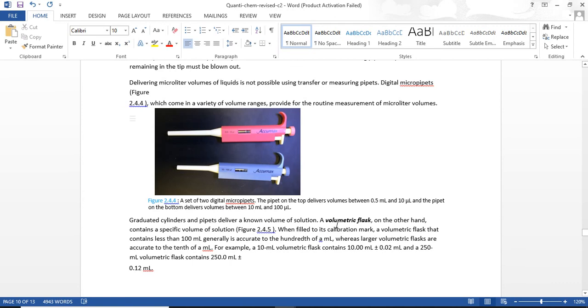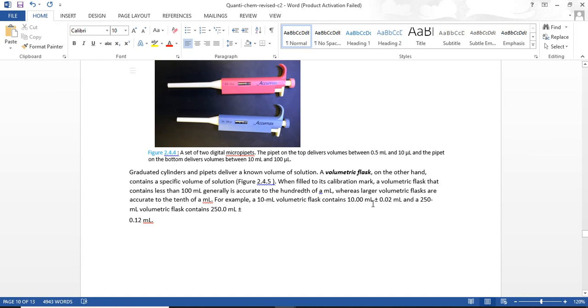Okay, your graduated cylinder and pipette deliver a known volume resolution. And your volumetric flasks, on the other hand, contain a specific volume of solution when filled to the calibration mark. Your volumetric flask containing less than 100 ml is generally accurate to a hundredth of a ml, whereas the larger volumetric flasks are accurate to a tenth of a ml. Okay, for example, your 10 ml volumetric flask contains 10 ml.